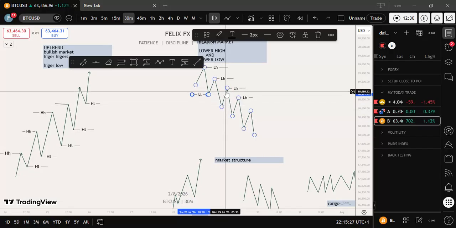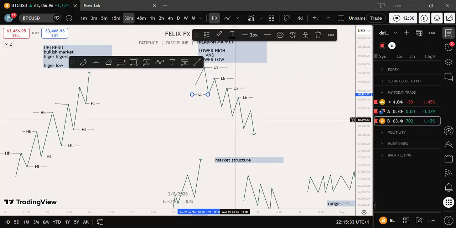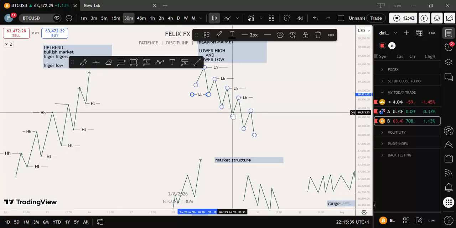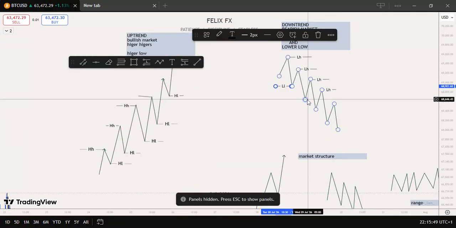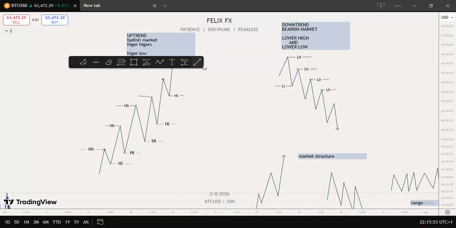Once it pulls up, as long as it does not break this high here, this high still remains your lower high. Then it pulls back and breaks this low here. This low now automatically becomes your lower low. You understand? So this low here becomes your lower low.